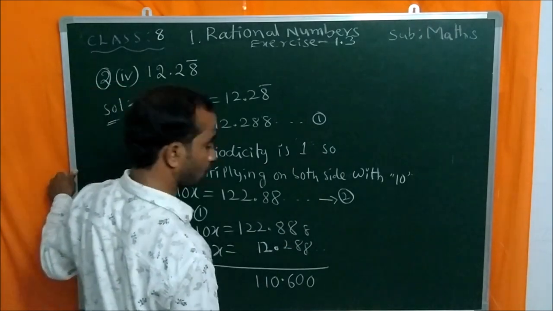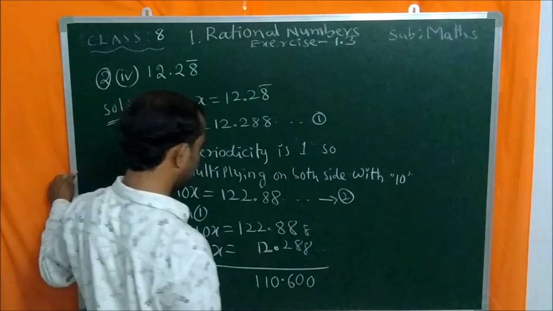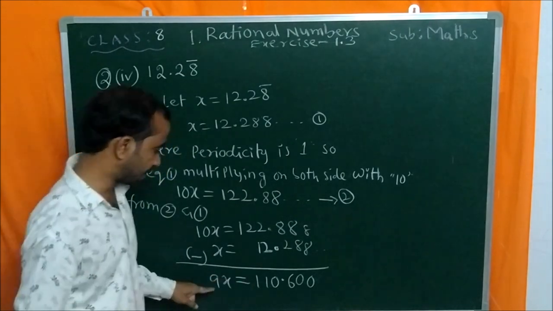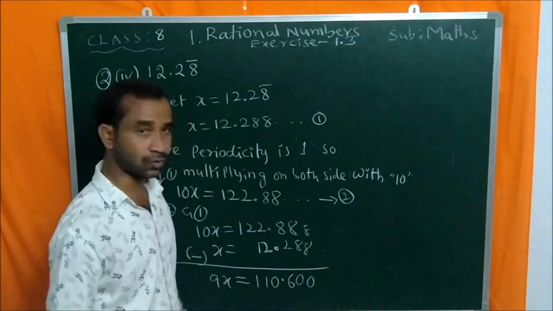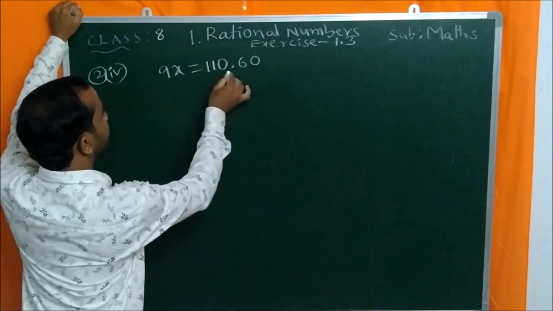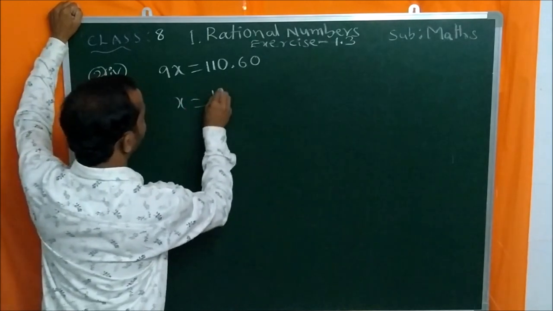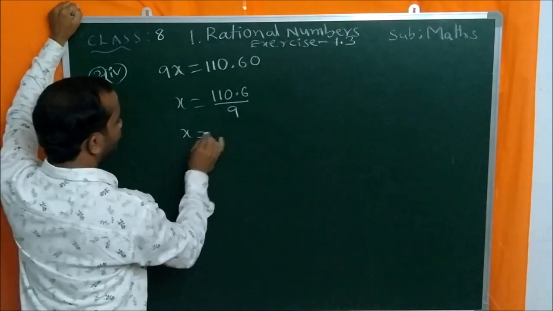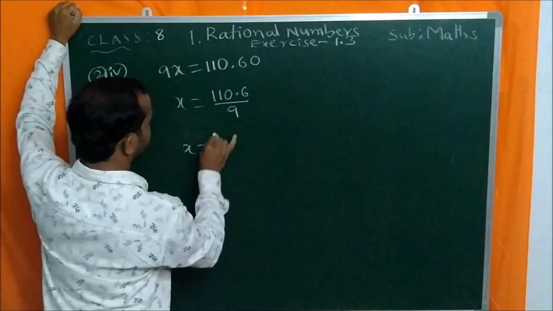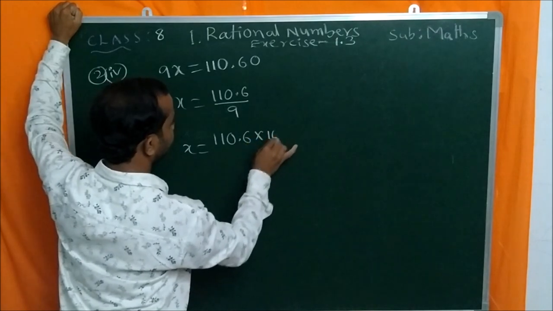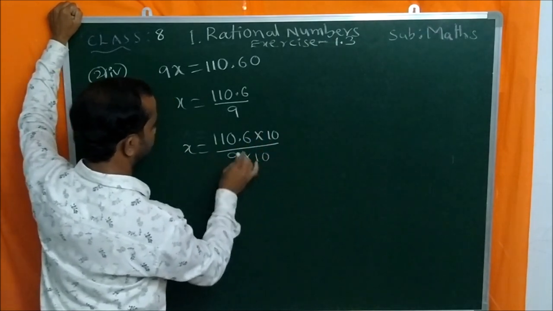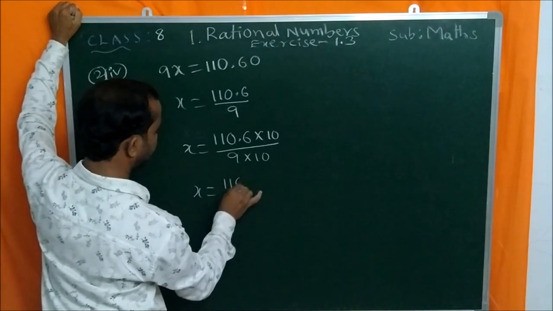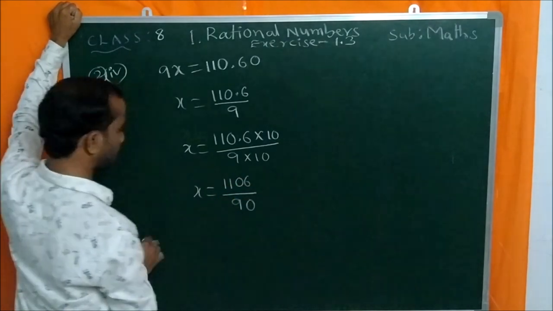So next, 110.60. 10x minus x equals 9x, so 9x equals 110.60. Here x equals 110.6 by 9. Multiplying numerator and denominator each by 10, 110.6 into 10 by 9 into 10 can be written as 1106 by 90. So this is the x value.